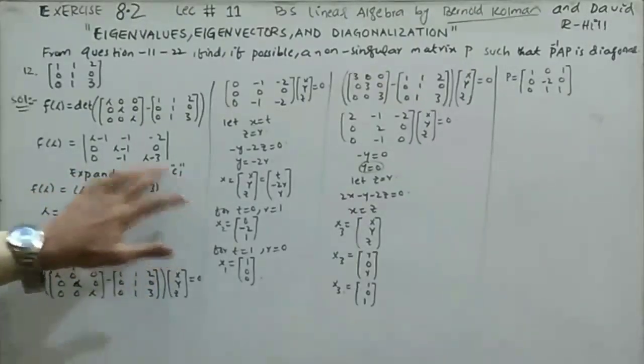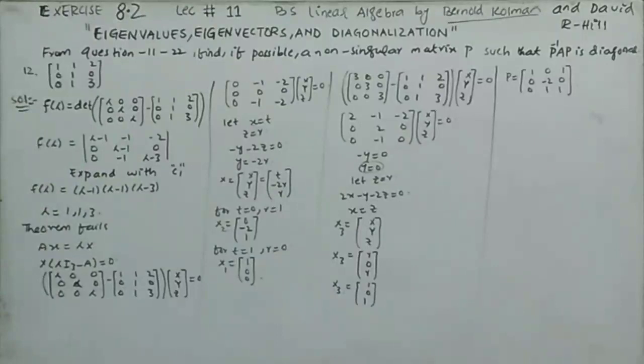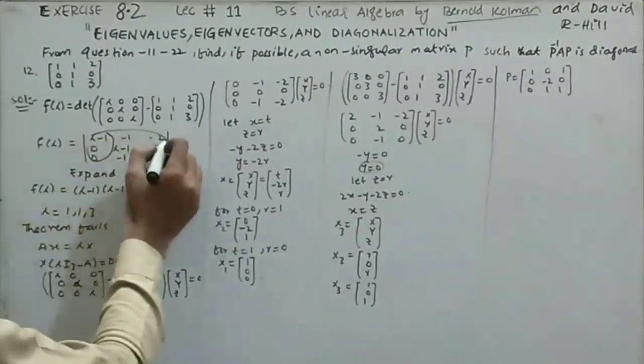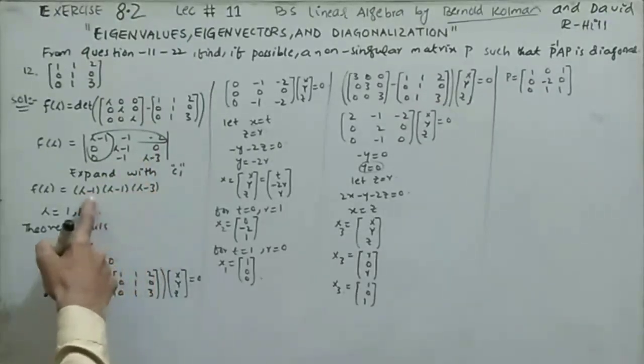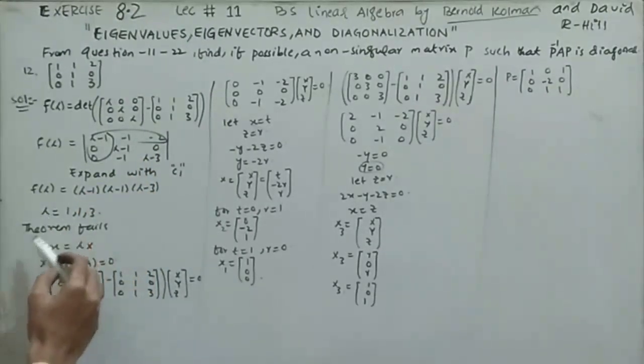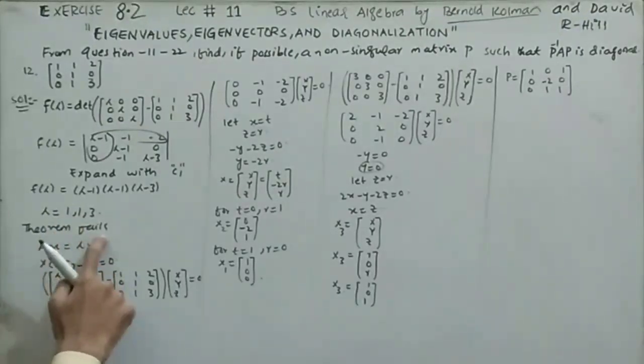Now expand with column 1. So lambda minus 1, this will give us 0. For lambda minus 1, crossing out this first column and this row, we are left with lambda minus 1 into lambda minus 3, and this will give us 0. So from here 3 solutions are generated for the eigenvalue lambda: 1, 1, 3. Now over here the solution is repeated, it means the theorem has failed.